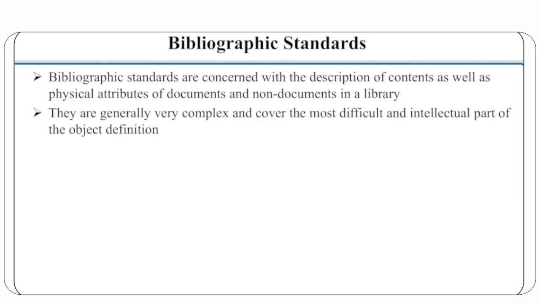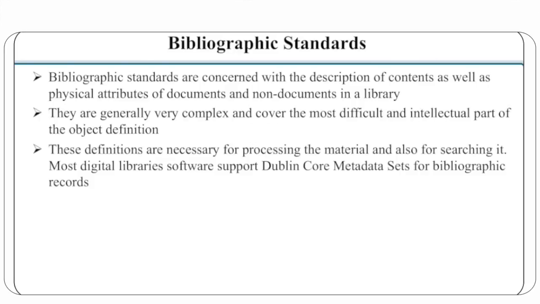MARC has some 700 field definitions, and they cover the most difficult and intellectual part of the object definition. These definitions are necessary for processing the material and also for searching it. Most digital library software support Dublin Core metadata sets for bibliographic records.